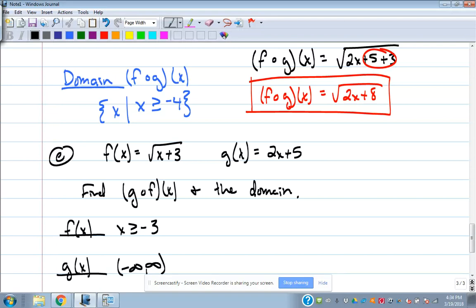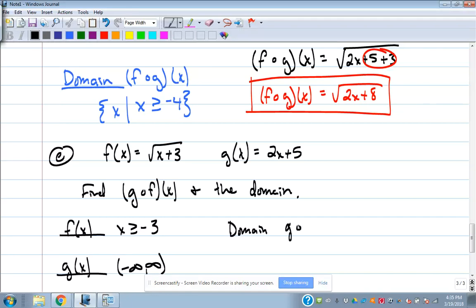Now, in this one, the composition statement is g composed with f. So f is the second function. Are there any restrictions on the first function? No. So do we have to do that work where we're setting the second function equal to the restrictions of the first function? No. There's nothing to set it equal to because it's all real numbers. So there's no restriction to that at all. So the only restriction that exists is on the second function. So the only restriction on the composite function is that x is greater than or equal to -3. That's the only thing we have to have.